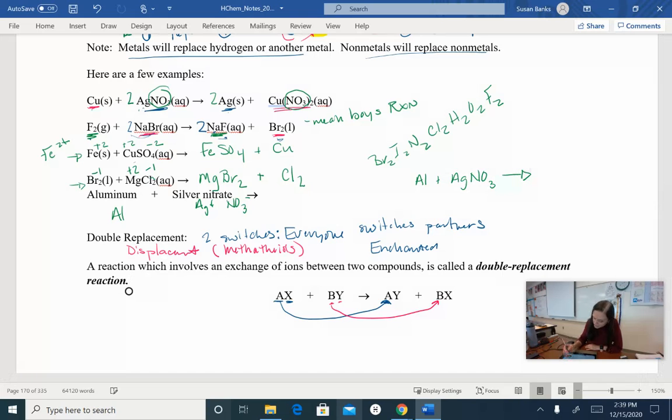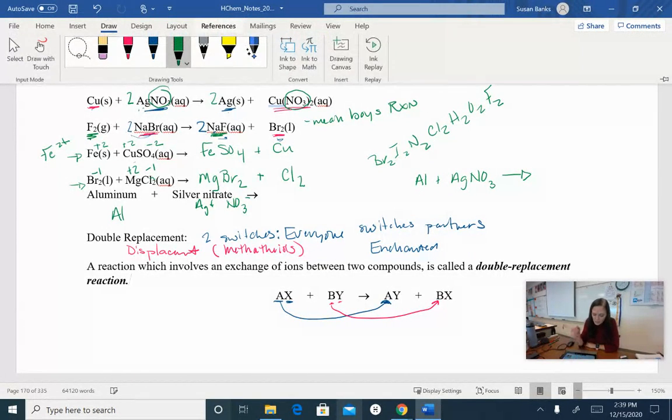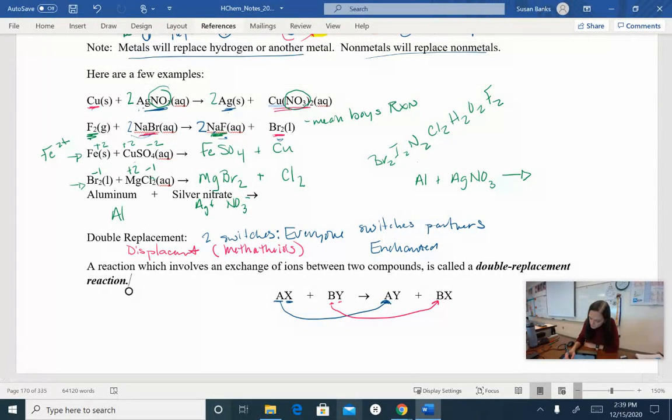Okay, now aluminum, when it becomes an ion, becomes a +3. Silver is already a +1, and nitrate is a -1. So the question that you need to ask yourselves is, do I have two positives that can switch places, or do I have two negatives that can switch places? I have two positives. So silver and aluminum are going to switch places.